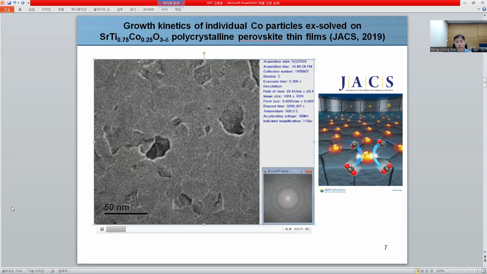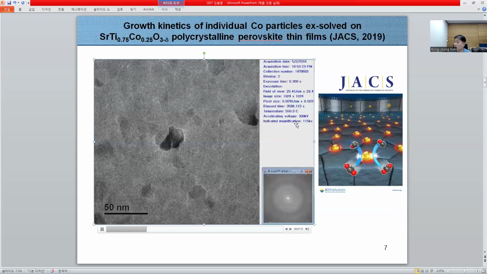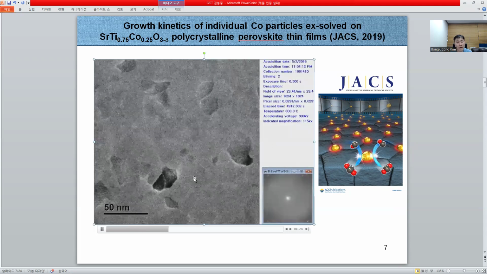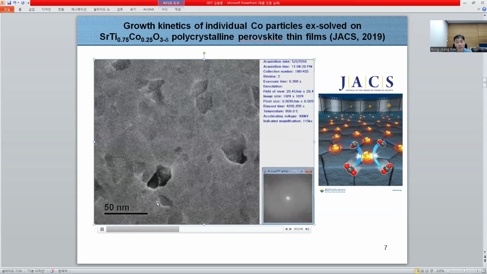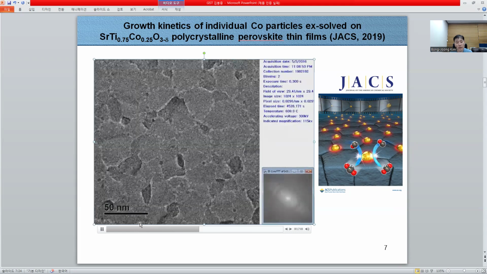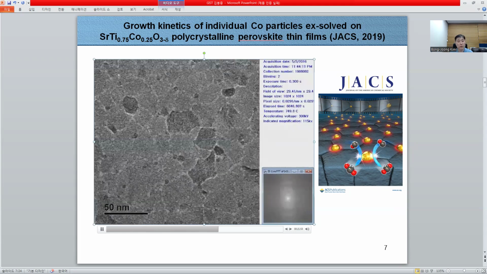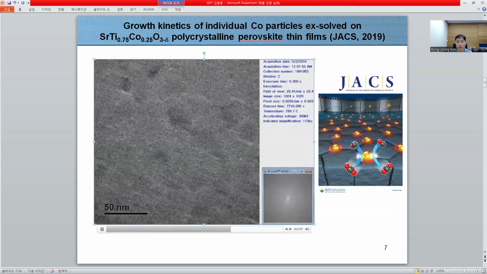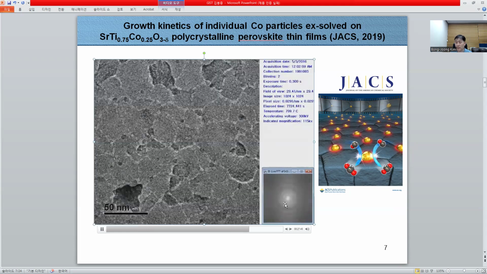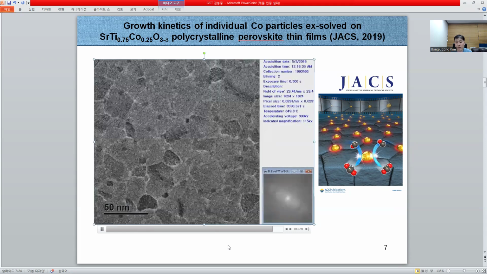At 600 degrees C, we can verify the temperature at the top here. A few particles appear and the sizes are very small. But as the temperature increases, the size and density of particles also increase. All the particles are placed at grain boundaries and corners. Occasionally, we observe diffracted spots of metal particles in FFT images.